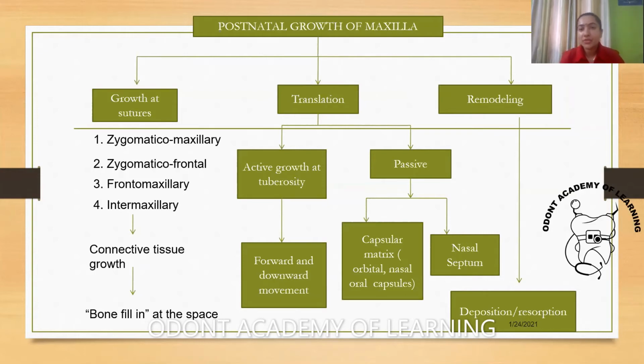The next procedure which occurs is remodeling. Remodeling of bone occurs whenever there is a structure that is remodeling. There is deposition of bone on one particular side and resorption of bone on the other side, denoted by positive and negative signs respectively. Because of this continuous bone deposition and resorption, there is an increase in size, a change in shape, and a change in structure. So that is how the maxilla grows.